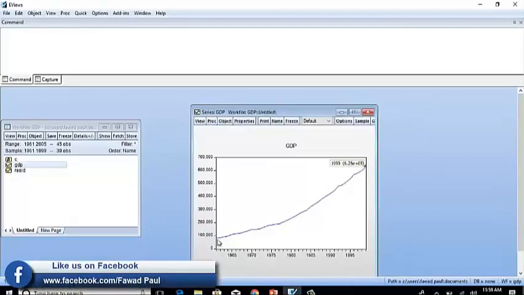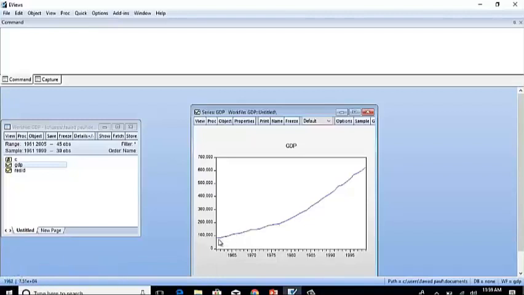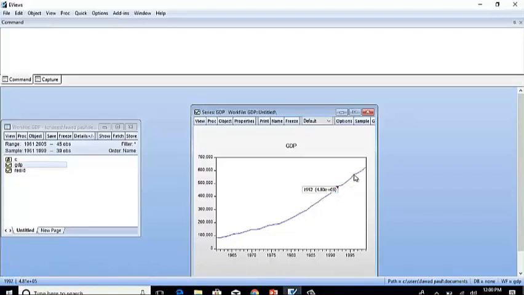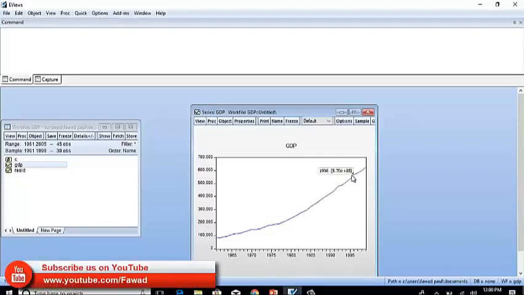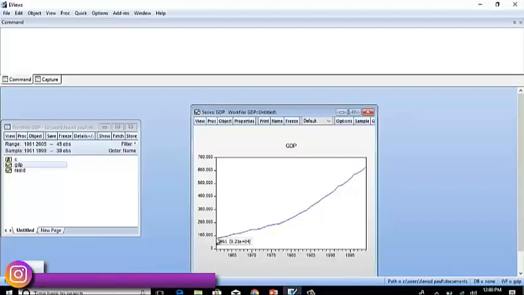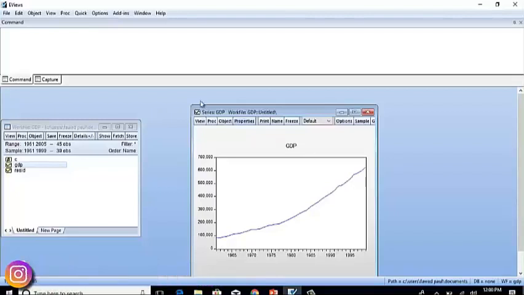So this GDP data shows that the mean is not 0, the variance is not constant, and there is an upward trend. How can we check whether there is a trend or not? The intercept clearly indicates that there is an intercept, but how can we check whether there is a trend or not? This is a very simple procedure.